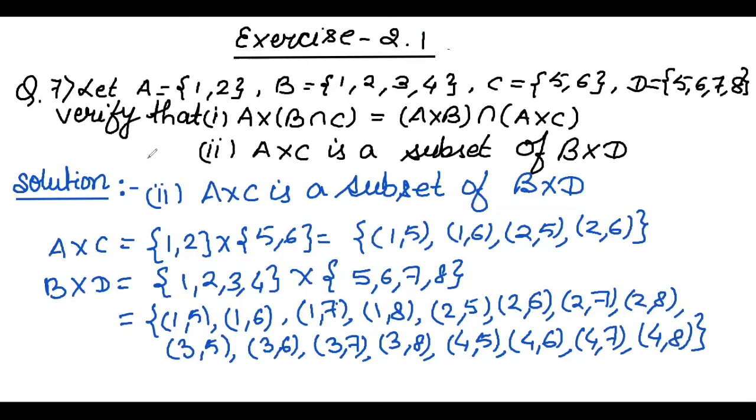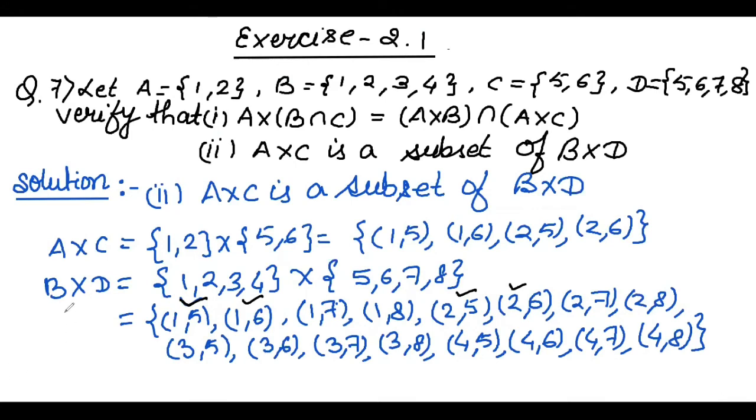Now we have to find out here A cross C is a subset of B cross D or not. So we will search elements of A cross C in B cross D. (1,5) is there in B cross D? Yes, (1,5) is there. Now (1,6). Yes, (1,6) is there. Now (2,5), yes, (2,5) is also there in B cross D, and (2,6) is also there. Means all elements of A cross C are in B cross D.